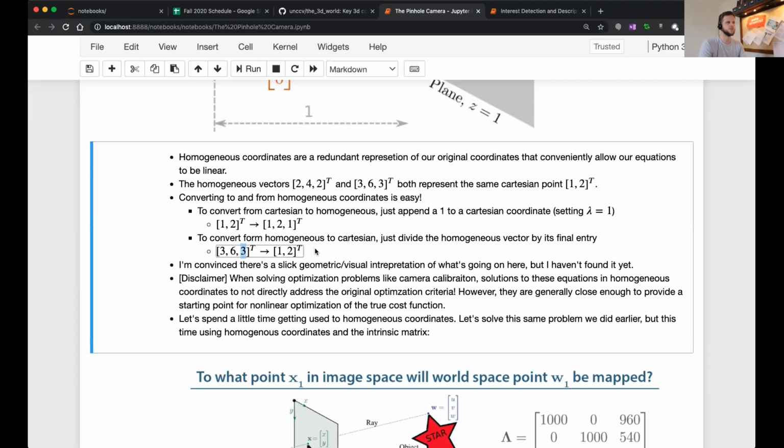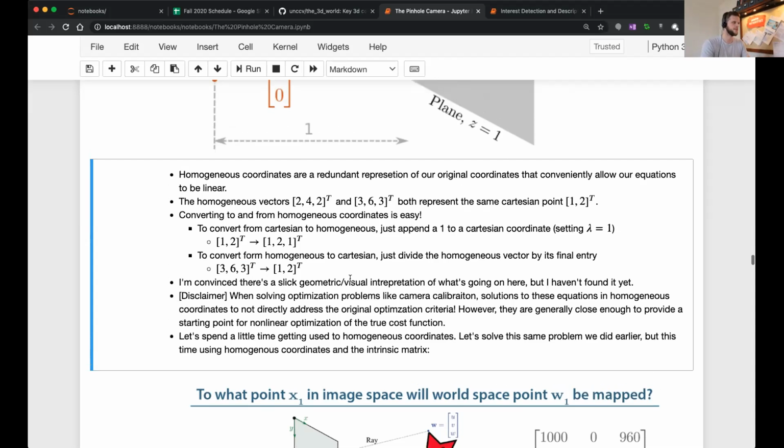There's more about this in your reading, so have a look at it. Normally I'd like to spend a little more time on this, but it's definitely something I would quiz you on. So make sure you're comfortable going from Cartesian to homogeneous and homogeneous to Cartesian. That's the idea of homogeneous coordinates: a different way to represent our points by adding an extra dimension. It's going to linearize our equations, so it's easier to do the optimization problems we're going to bump into. So those are homogeneous coordinates.